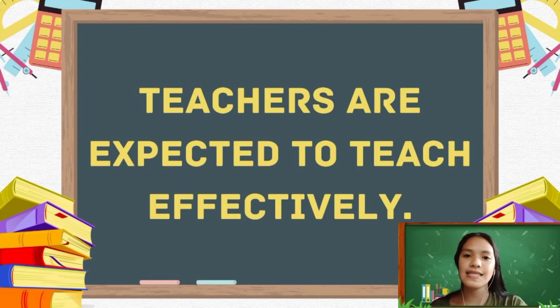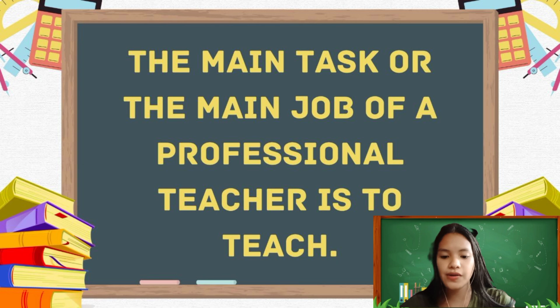So this slide says that one of the demands of society from the teacher as a professional is that teachers are expected to teach effectively. So this word effectively here states that their students must learn and must have academic progress. On the next slide, it shows that the main task or the main job of a professional teacher is to teach. So we all know that to teach is the main task of a teacher.